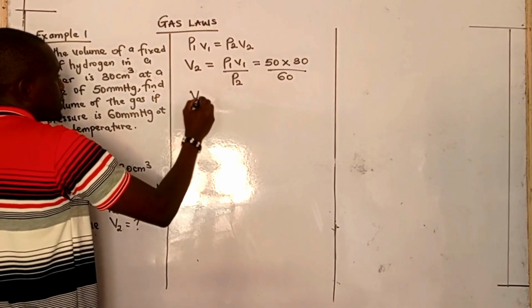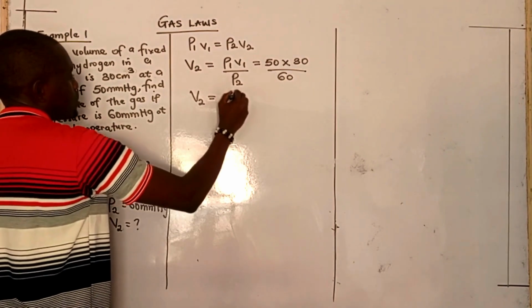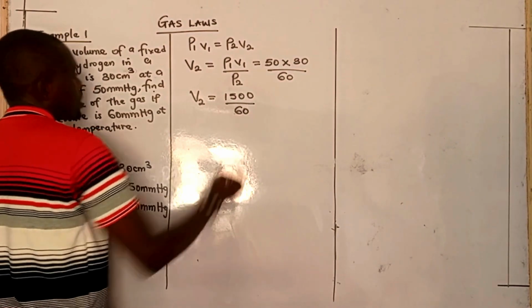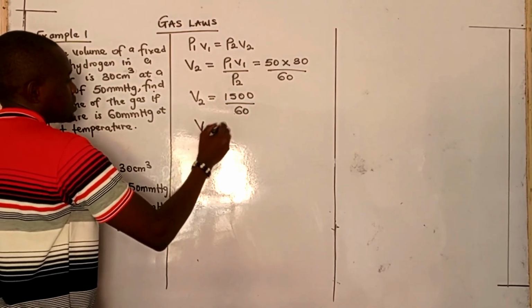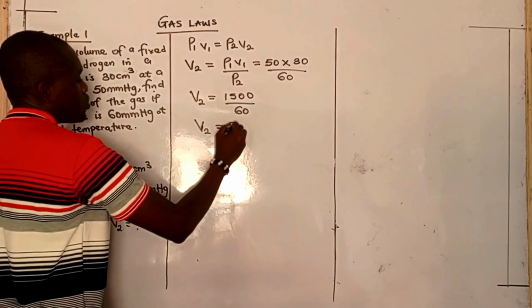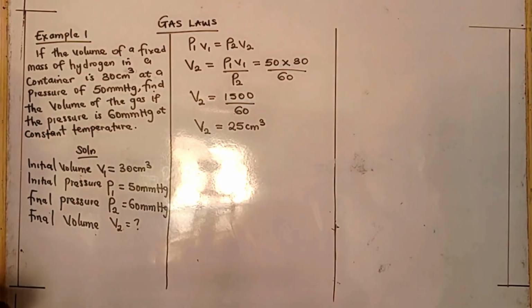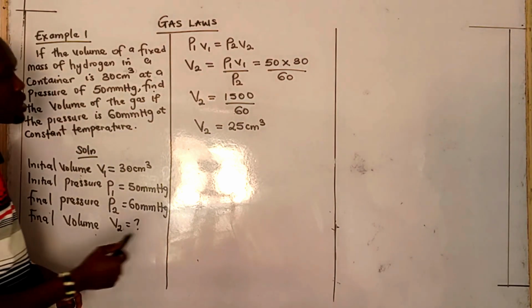60. So we have V2 equals 50 times 30, which gives us 1,500. By the time we divide 1,500 by 60, we have that V2 equals 25 cm³. So this is the answer to the final volume, that is, if the pressure changes from 50 mmHg to 60 mmHg.